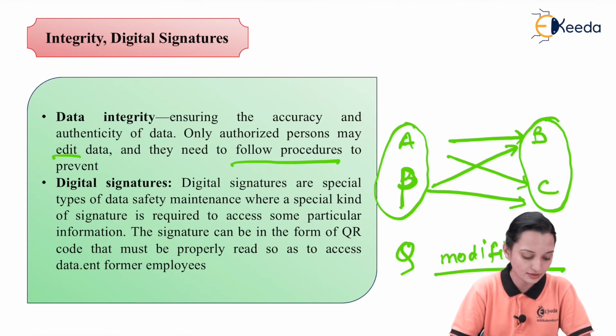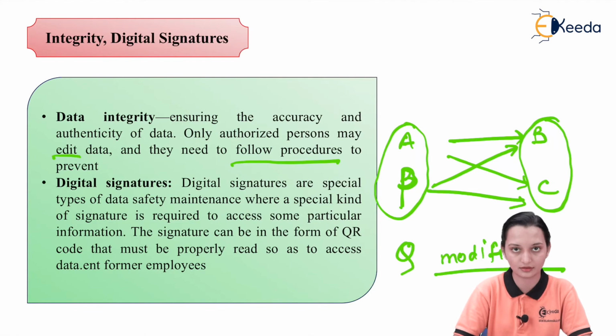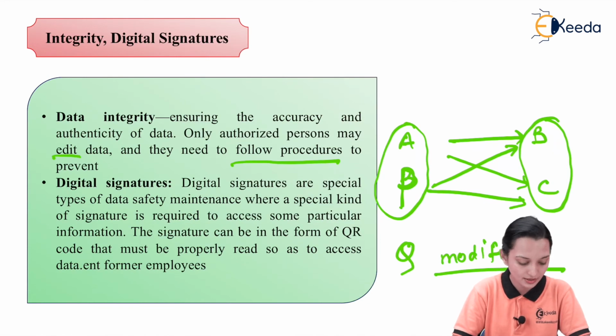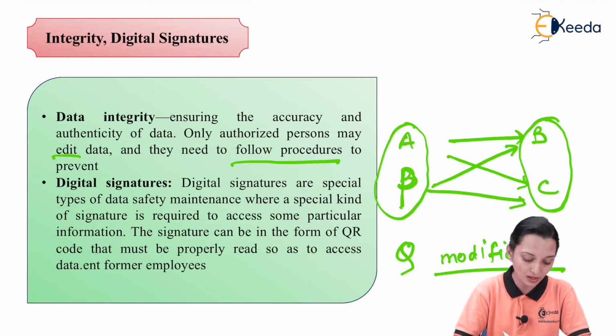Then the next one is the digital signature standard. This is also known as DSS, or indirectly we can say it is a digital signature. This is a special type of data safety maintenance where a special kind of signature is required to access some particular information. The signature can be in the form of a QR code, and that must be properly read so as to access the data.